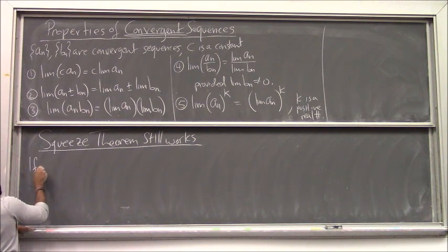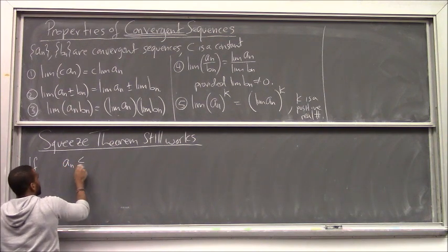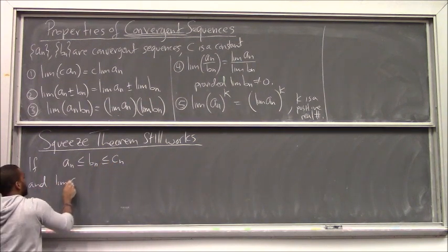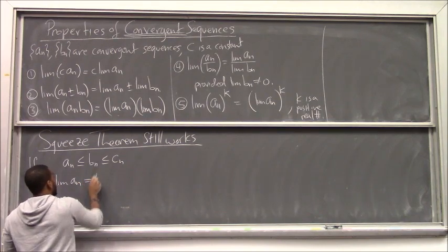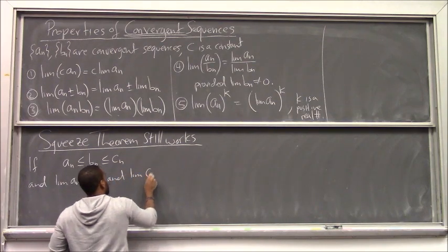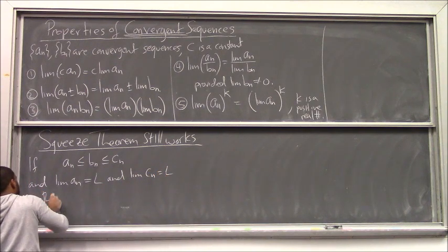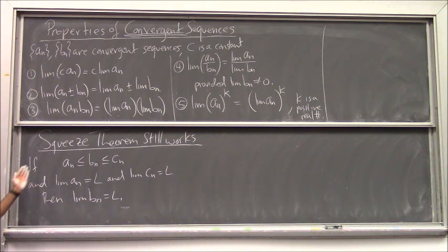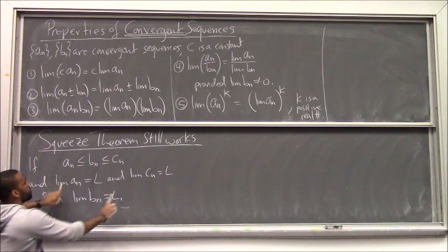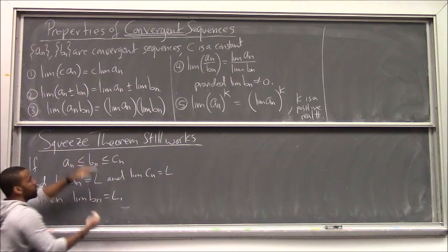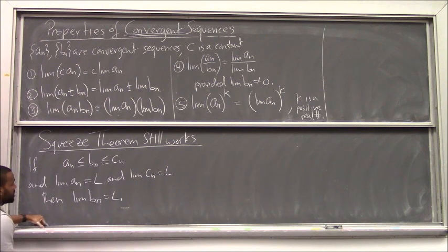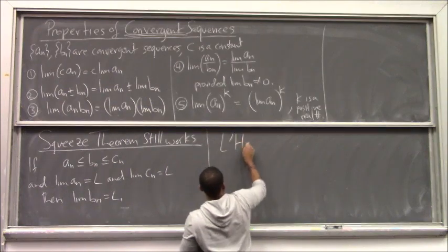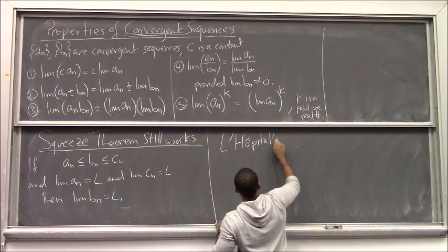So, if you have three sequences, an is less than or equal to bn is less than or equal to cn, and you know that the limit of an as you approach infinity equals L, and the limit of cn equals L, then the limit of bn equals L, right? So you can have this inequality, you can take the limits of all three parts. If both sides go to the same thing, then it squeezes the middle one to be that thing as well. So that's still true, that still works. L'Hopital's rule still works. So you're allowed to use that.